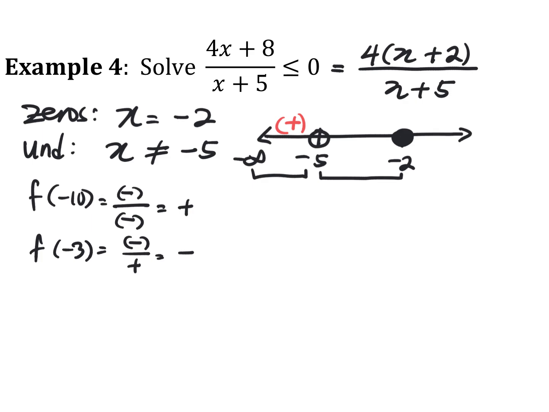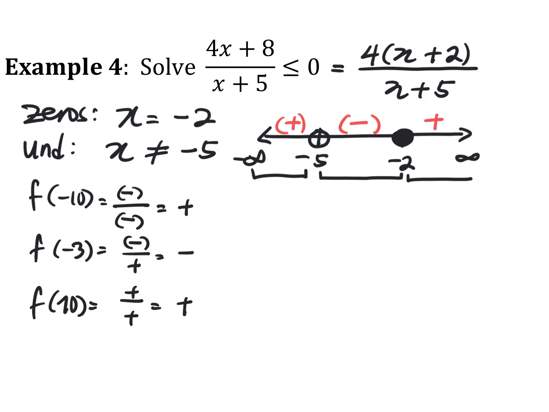So this is going to be a negative. So for this interval, negative 5 to negative 2, the sign is going to be negative. From negative 2 to infinity, we choose 10 again. F of 10: 10 plus 2 gives a positive on top, and 10 plus 5 gives a positive below. So that's going to give me positive also.